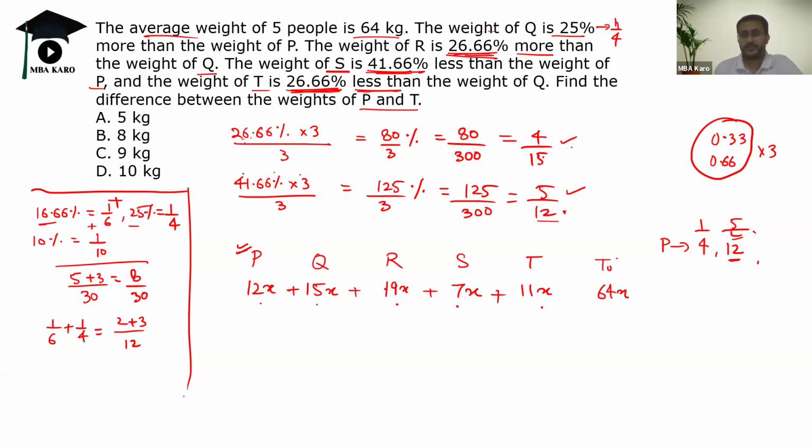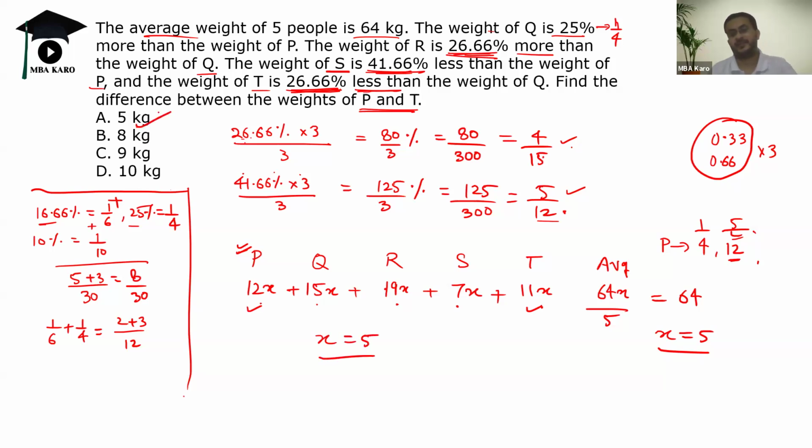Total is 64x, right? Average is given as 64. So average is 64x by 5, that is equal to 64. So x is 5. They've asked the difference between P and T. P is 12x, T is 11x. Difference is x, that is equal to 5 kg. So that is our answer.